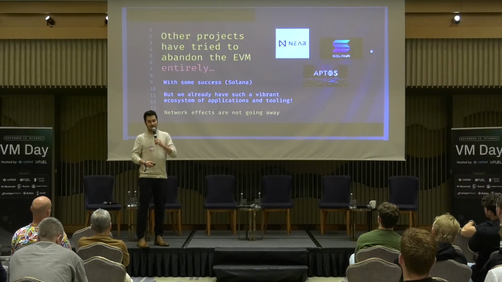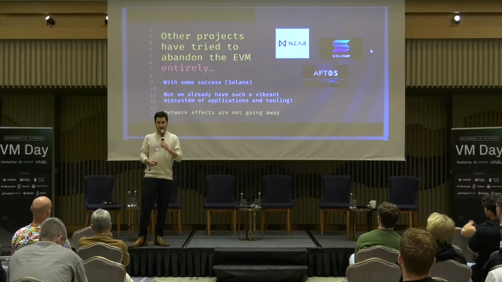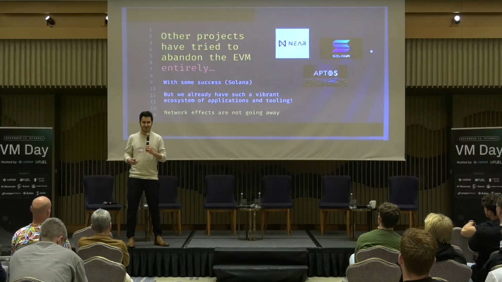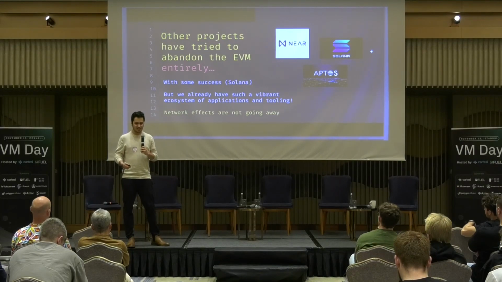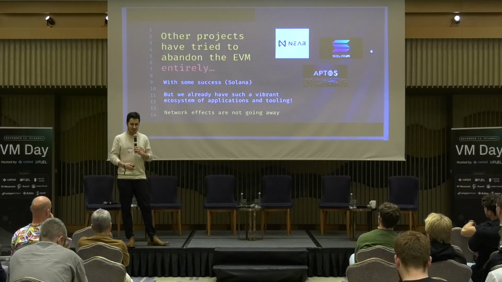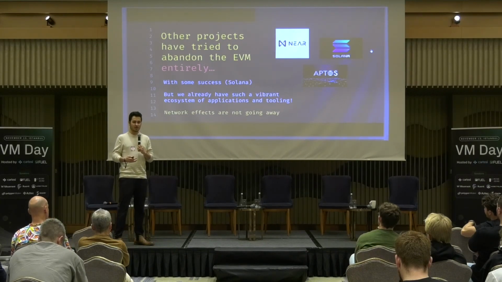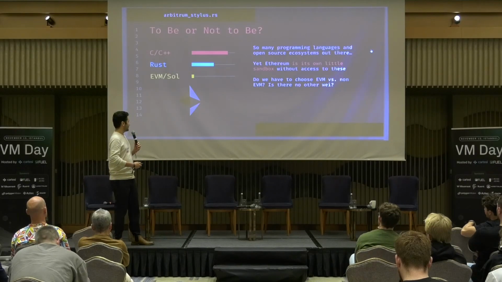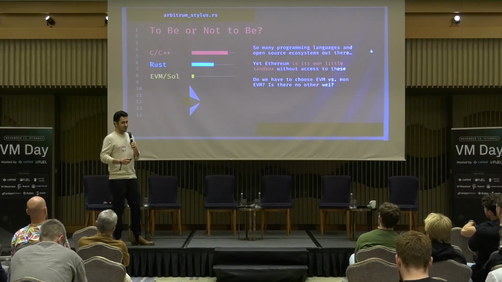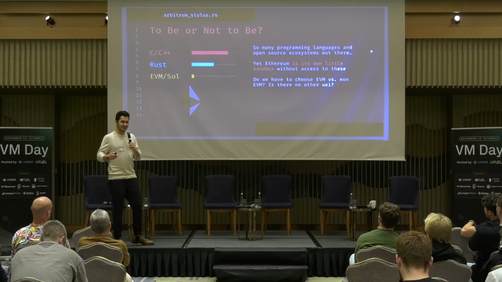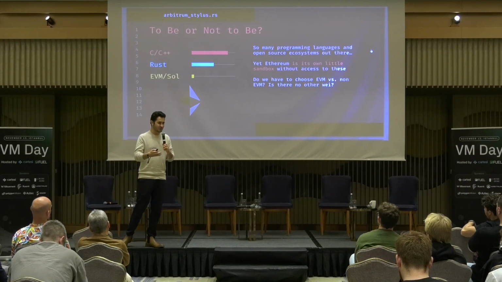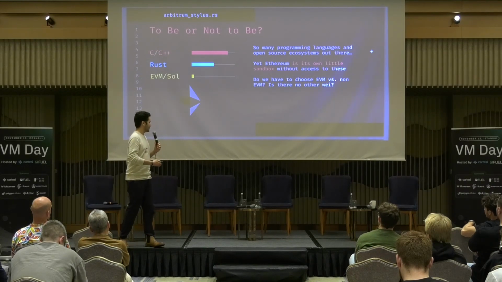But we believe the network effects are not going away, and there are network effects at many different layers here, right? So there are network effects at the tooling layer, at the application layer, in the actual VM layer, of course, and it's about which ones of these network effects do we want to maintain moving forward. So the question is, to be or not to be? Do we need to abandon it entirely, or can we do something better with the existing EVM?